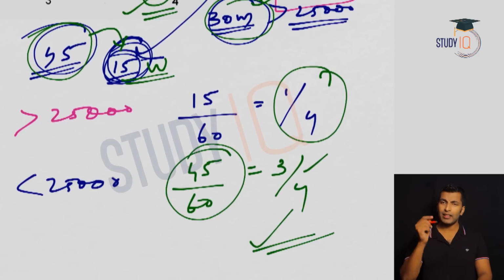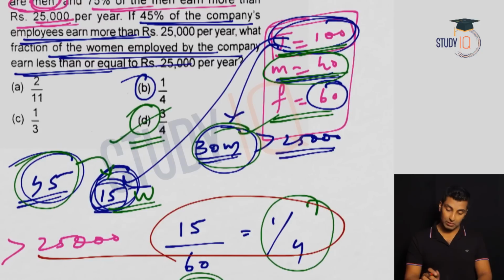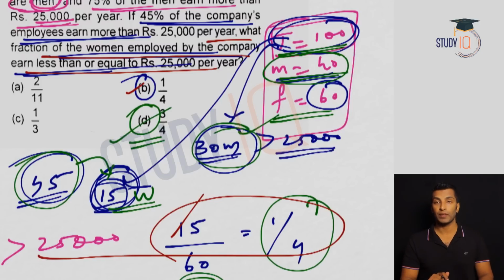Okay, the error that you can make is, just by misunderstanding, or if you do not read this carefully, you may go for this 15 by 60, and still the answer option is there. You'll mark 1 by 4. That's the only problem you will face in this question. Otherwise, it's a very, very simple and straightforward question.